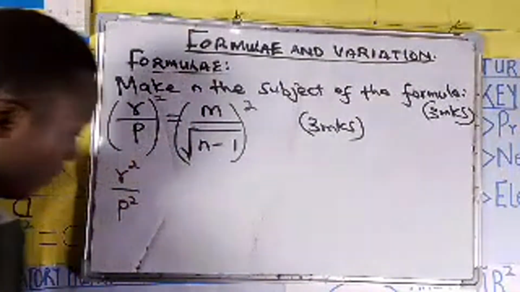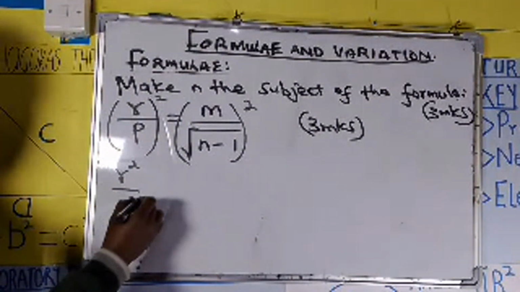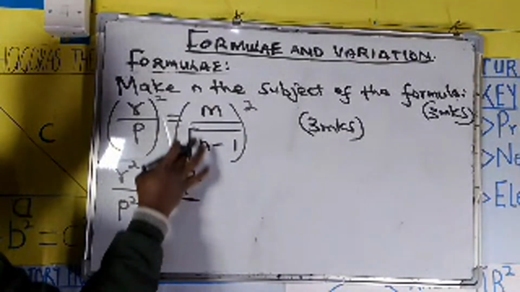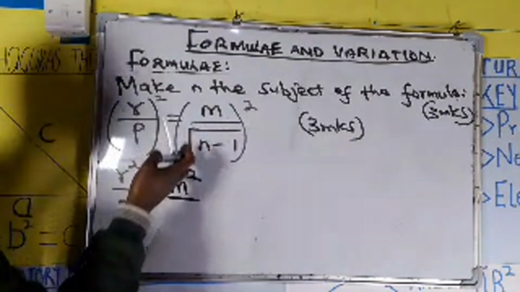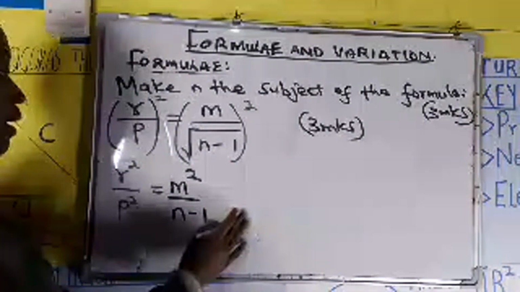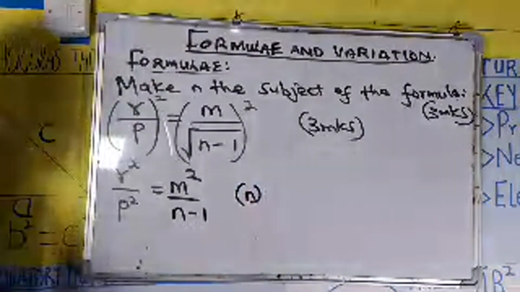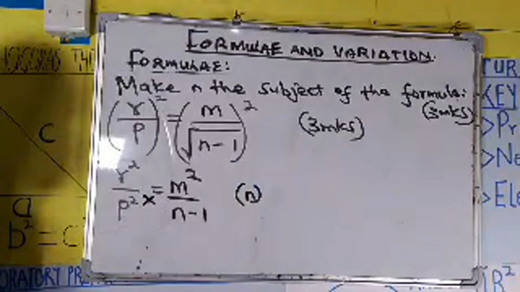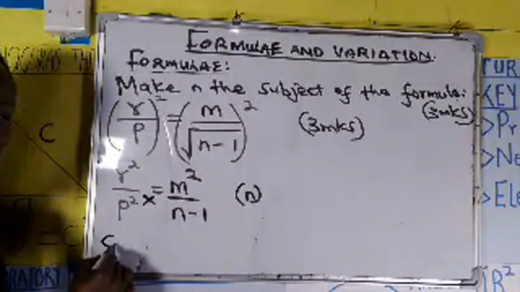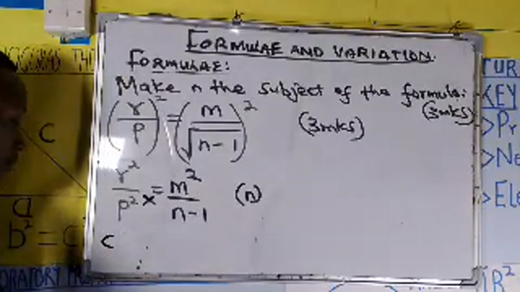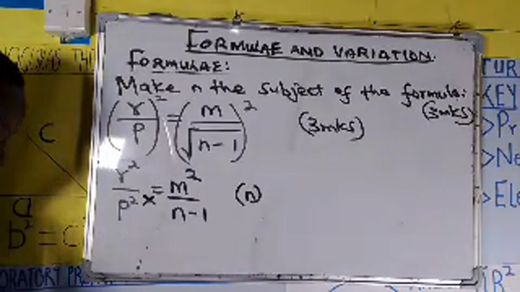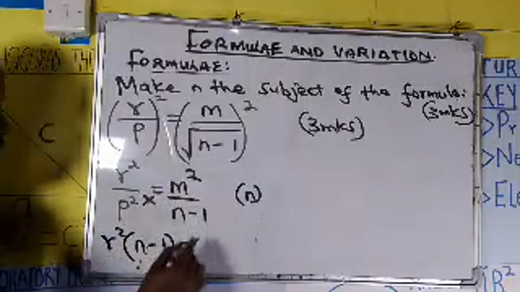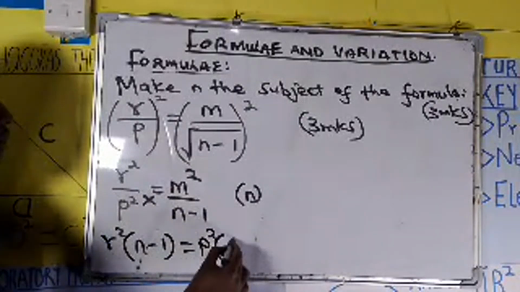So tukipata hiyo r squared over p squared is equals to m squared over, if we square the denominator, the square root sign itaisha, tubaki na n minus 1. And let us not forget we are making n the subject of our formula. So we are going to cross multiply, and when we cross multiply, we are going to have r squared into brackets n minus 1 is equal to p squared into brackets m squared.